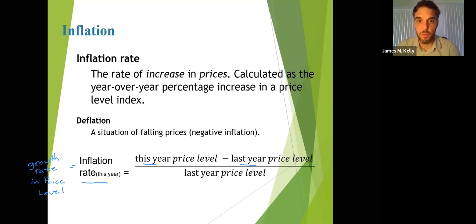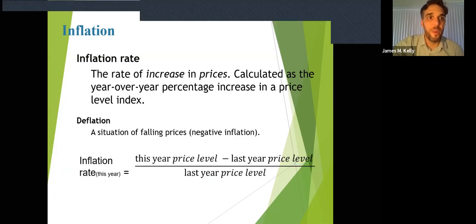So when we find the growth rate of anything, we're taking this year's level, specifically this year's price level, subtracting from it last year's price level, and then dividing through by last year's price level. So this numerator is kind of like your nominal change, how much is the overall increase, and then when you divide it by last year's value, it puts it in a percentage form. Okay, so that's how you find inflation. Again, it's just going to be the growth rate in the price level.